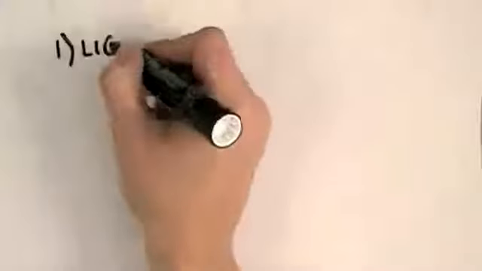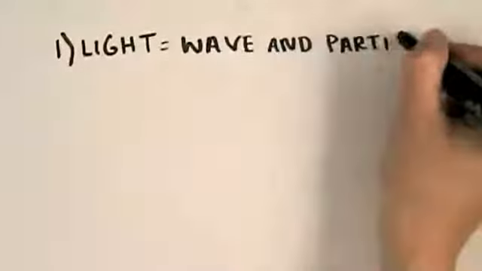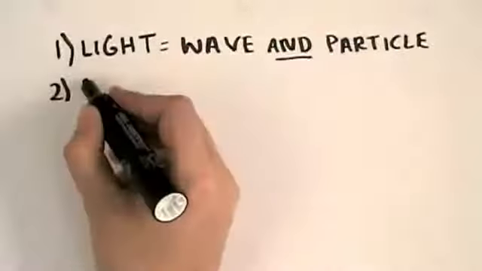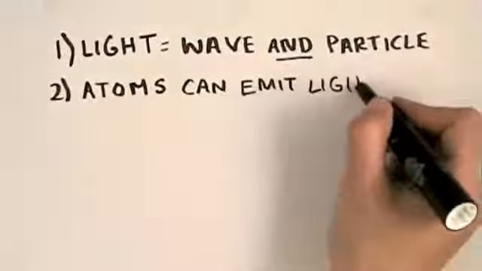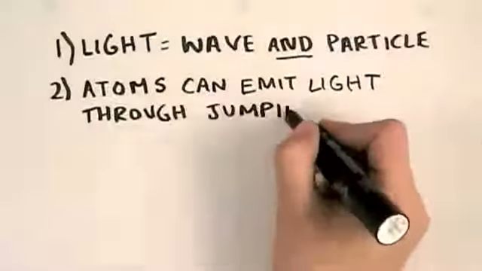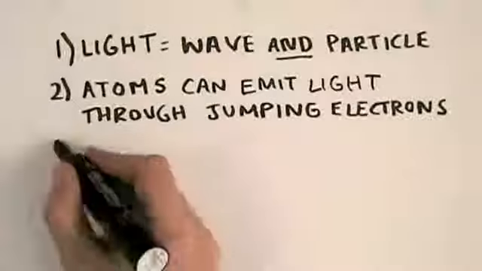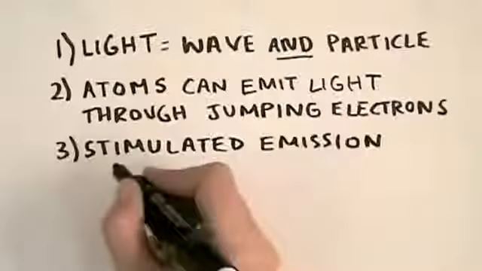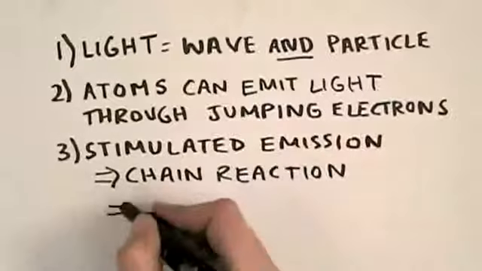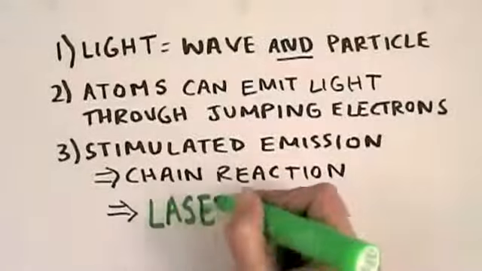So, to summarize, we have learned that: 1. Light comes in both photons and waves. 2. Photons can be emitted from atoms by electrons jumping from one energy level to a lower one. And 3. A chain reaction can stem from this type of stimulated emission in a uniform material and be used to create laser light.